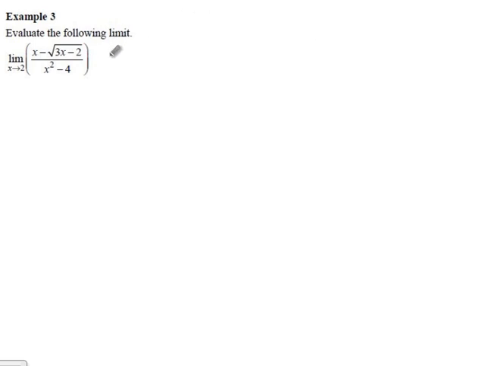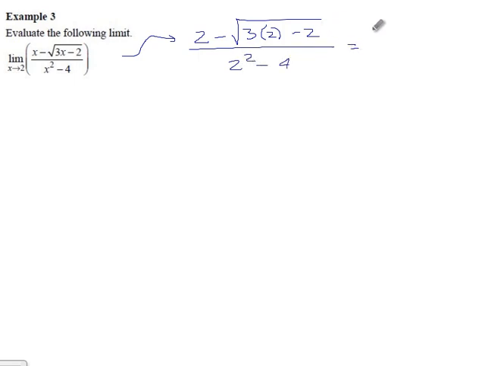Rational limit again. Let's see what happens if we put 2 into this. You pretty much know it's going to blow up, but let's make sure; we're supposed to try this every time. 2 minus root 3 times 2 minus 2 over 2 squared minus 4. 2 minus root, 6 minus 2 is 4, over 2 squared is 4, minus 4 is 0. It doesn't even matter what the numerator comes out to. As soon as you see division by 0, you know you're sunk. This function is not well behaved at 2.